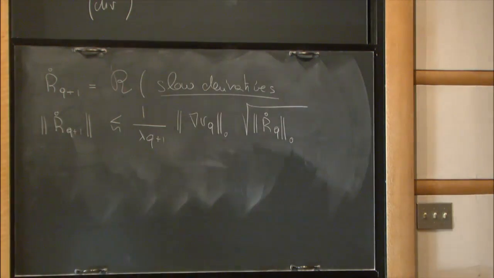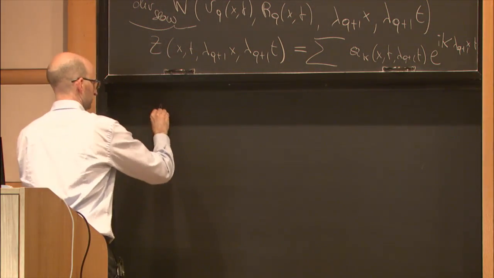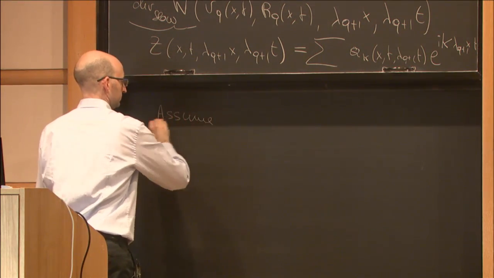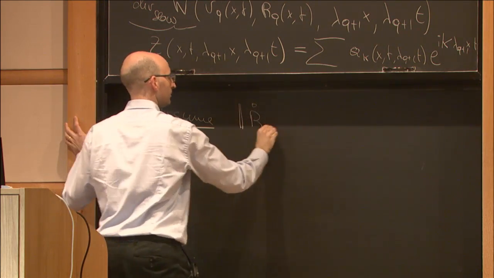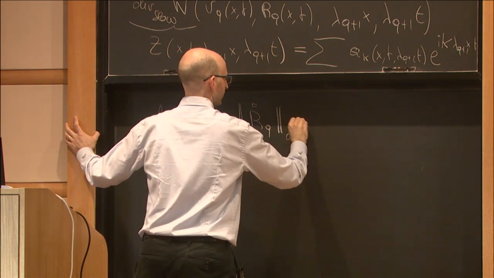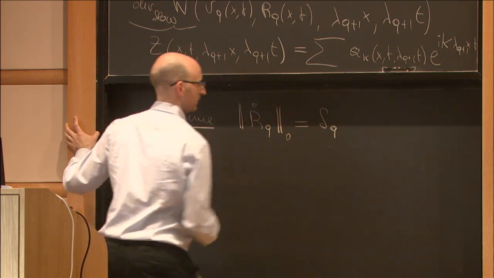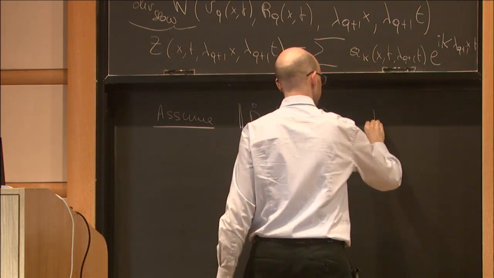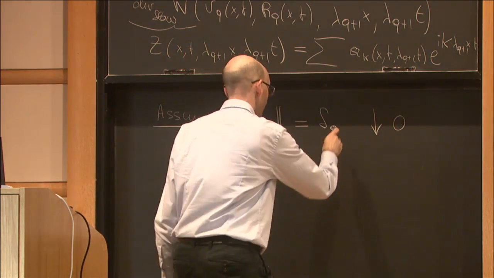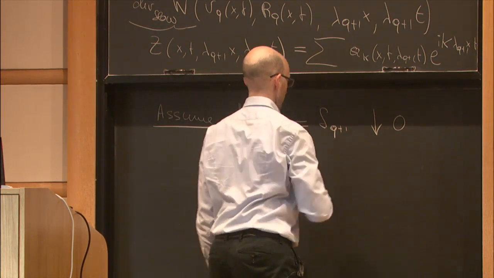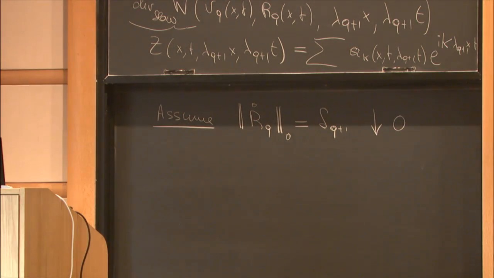Okay, so now assume your R circle Q has a C0 norm which has a certain size. Let me call it delta Q, and this is going down to 0. Actually, let me call it delta Q plus 1. Sorry. The reason will be apparent in a moment.